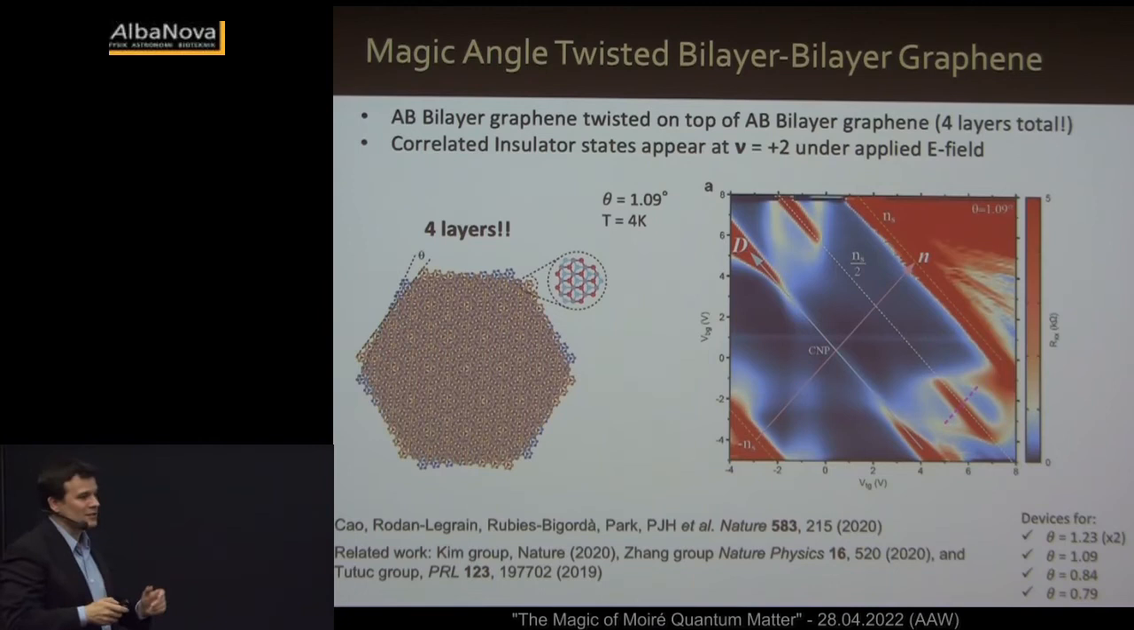So this picture is a little bit complicated. All I want you to notice is that this 2 electrons per Moiré unit cell is along this dashed line, and you can see that red means insulator. At some point, insulator states appear. Those are the correlated insulator states, and they are tunable depending on the strength of that electric field. The system has interesting magnetic properties which are different from magic angle graphene, for example. This system, however, is not a superconductor.